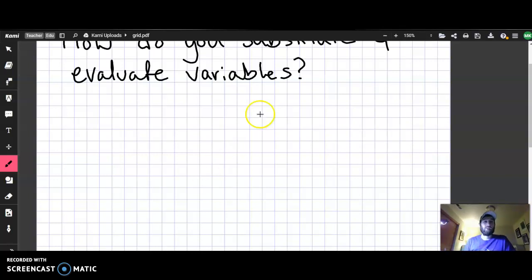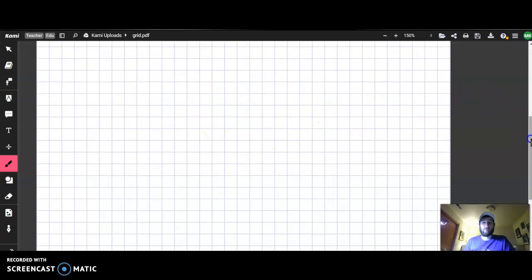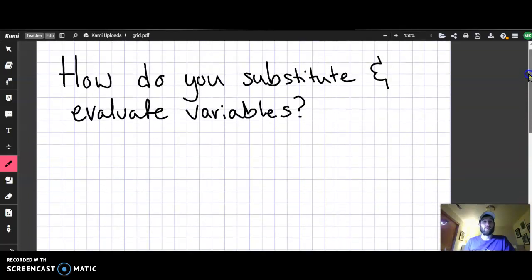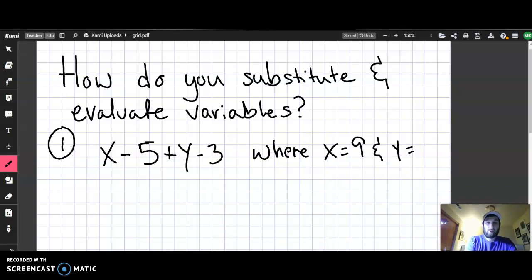This week we're going to be looking at how do you substitute and evaluate variables. And I want to go over three particular examples today. The first one, I'll go ahead and grab my notepad here so I don't forget my work, is x minus 5 plus y minus 3, where x is equal to 9 and y is equal to -2.